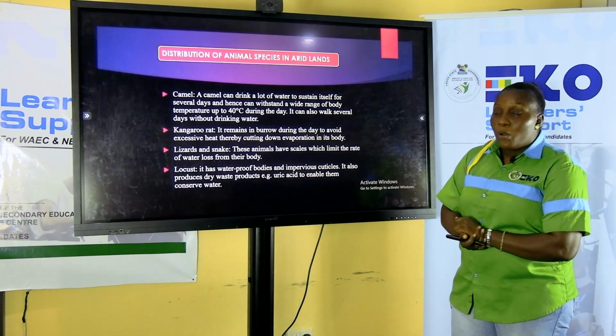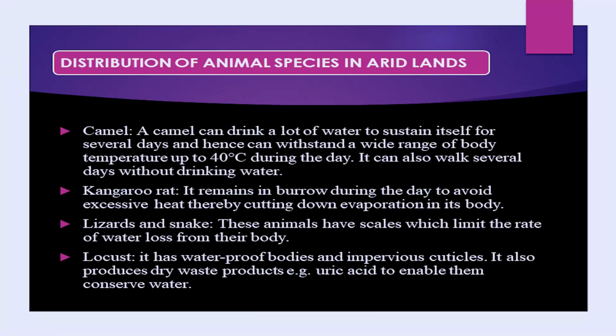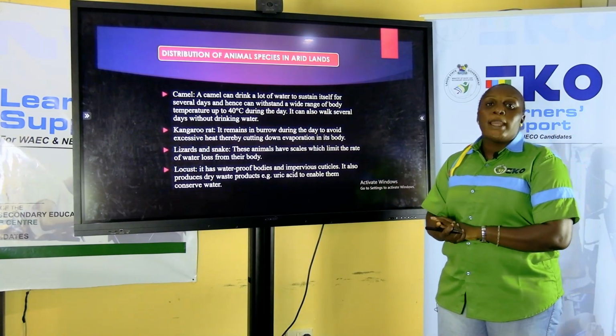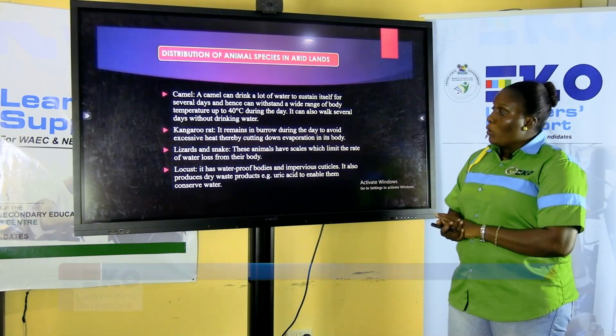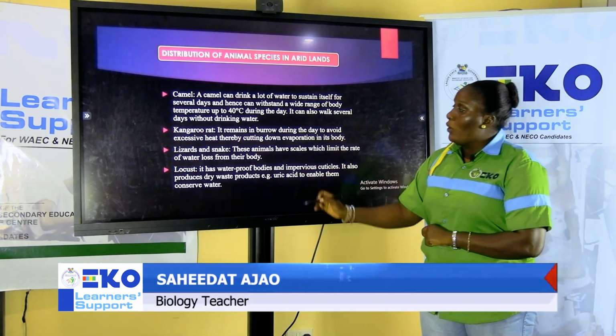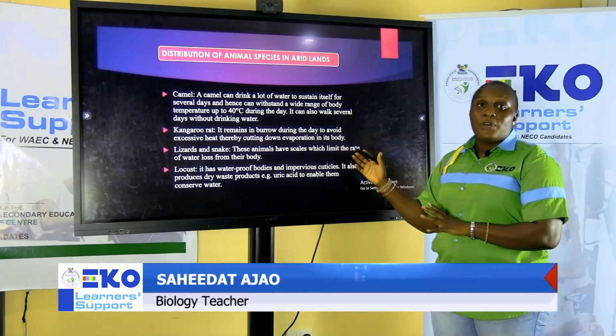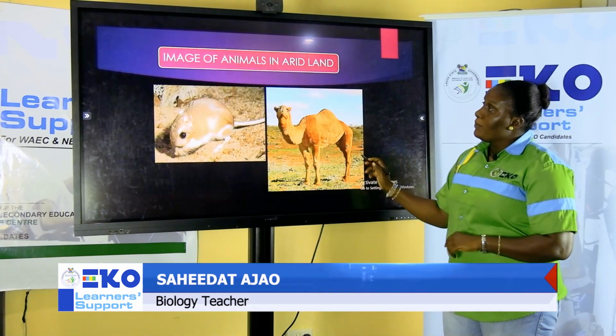You also have the locust. It has the waterproof body and cuticle. It also produces dry waste products, example, we have the uric acid to enable them conserve water. Look at all these organisms. They have their adaptive features, how they survive in the desert.